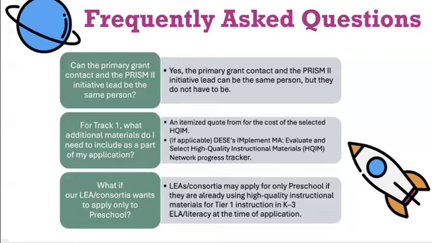For track one, what additional materials do I need to include as a part of my application? You need to include an itemized quote from the publisher for the cost to purchase the selected HQIM. This opportunity will fund up to 50% of the cost to procure the materials, apart from Appleseeds, which is funded at 100% if selected, up to $400,000. You must upload the itemized quote to the related document section of GEMS.